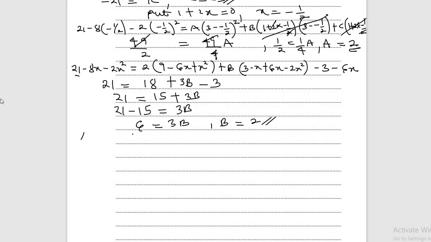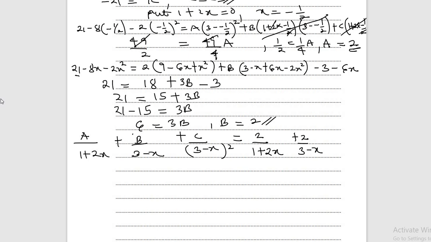Hence our a over 1 plus 2x plus b over 3 minus x plus c over 3 minus x all squared has now become: a is 2, so 2 over 1 plus 2x. b is also 2, that's 2 over 3 minus x. c is minus 3, so minus 3 over 3 minus x squared. This is what they asked us to resolve into partial fractions. I believe it's clear.